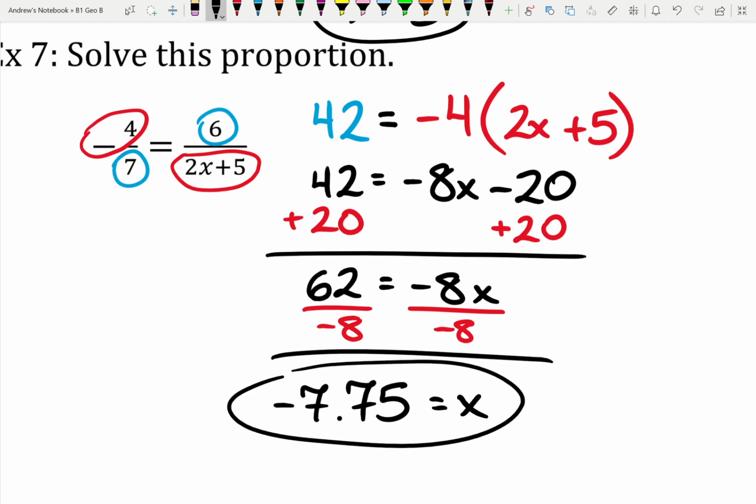Once we get there, it's really all we have to do. You can use a calculator on any of these that you need to. That's not going to hurt anything. And in fact, it's probably better for something like 62 divided by -8. But again, same kind of deal.